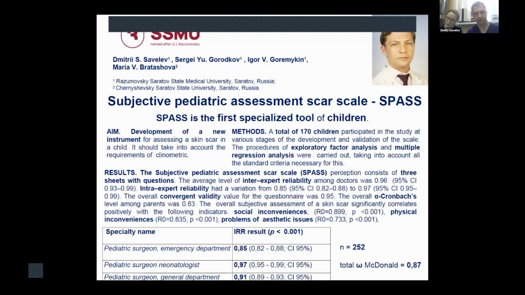That is why scars should be systematized and evaluated at various stages of their formation, both quantitatively and subjectively.